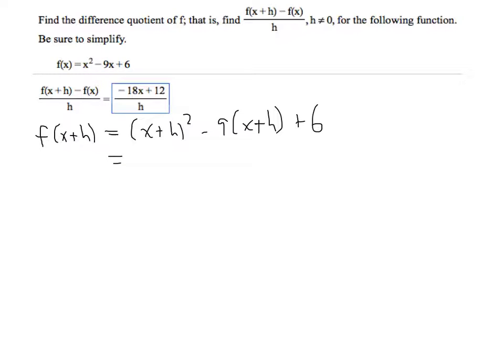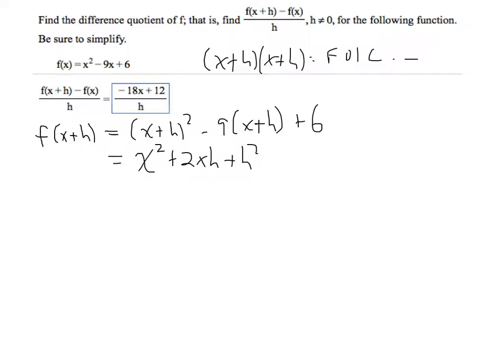So to simplify this x plus h squared, that's really x plus h times x plus h. And if you don't remember the form of that squaring thing, then you can just multiply with FOIL, x plus h times x plus h. So you can kind of do that over here, x plus h times x plus h, using FOIL. And we can do that. And what you're going to get for that is x squared plus 2xh plus h squared. So that part is the same as x plus h squared.